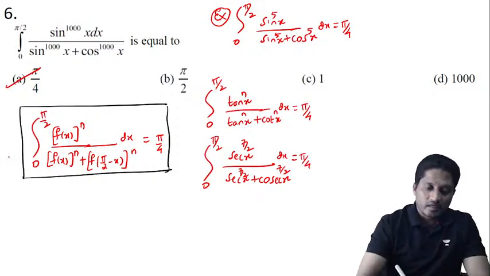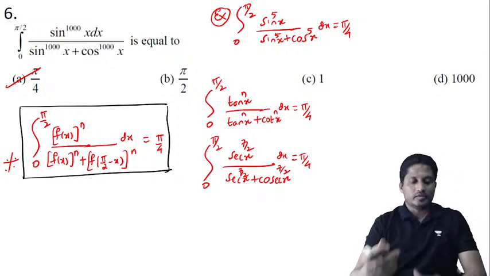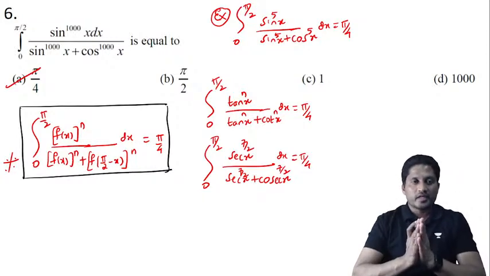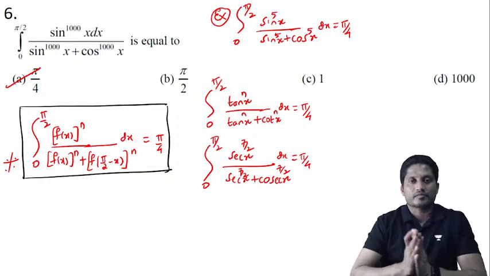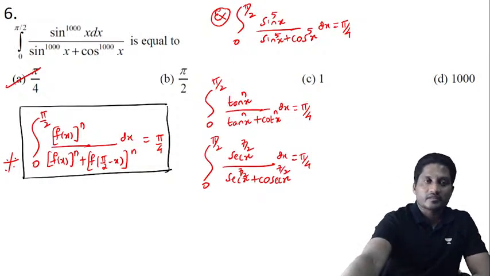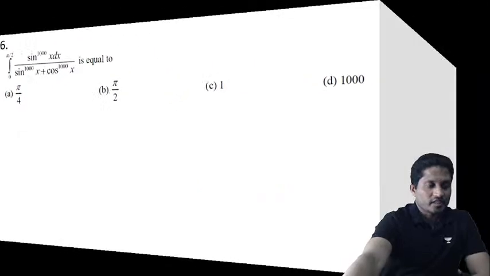Remember this result. The limit is 0 to pi by 2, f x power n divided by f x power n plus f of pi by 2 minus x whole power n. With any power, the answer will be equal to pi by 4. Hope this is clear, guys. Let's move to the next question.